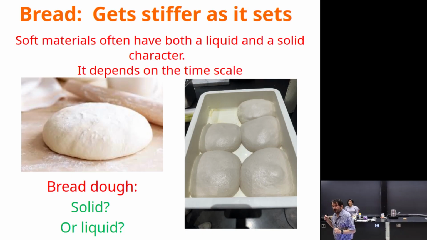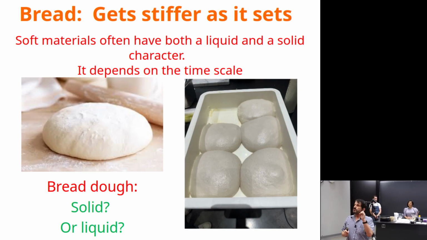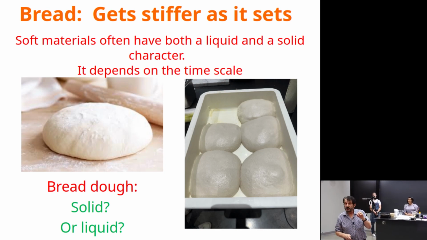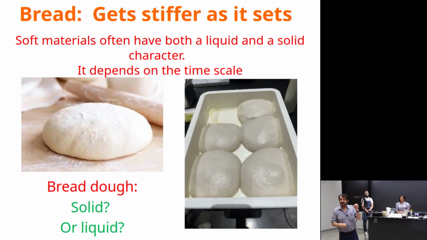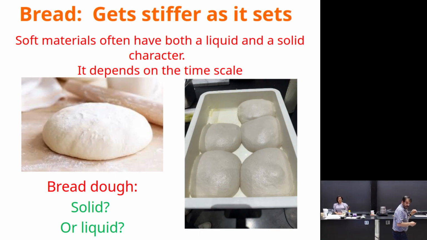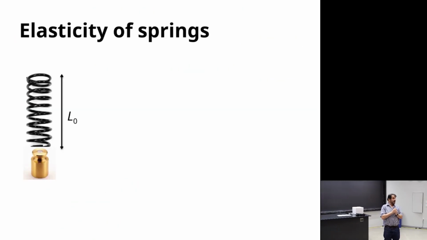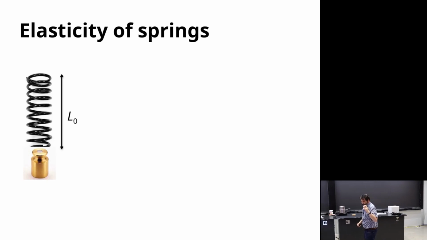Actually, it's really important because when you bite into something, you know it's a solid if you have to chew it, right? You know it's a solid. And so that's very important. The texture of something is very important. How do we characterize that? How can we understand that? So we do it by thinking about the elasticity. So when you bite something, it's elastic. And the way you characterize elasticity is with a spring.